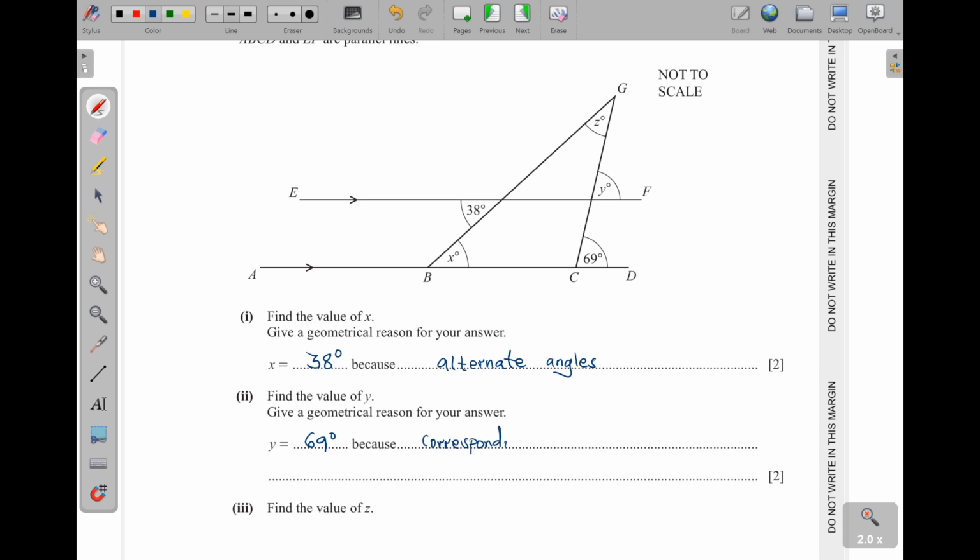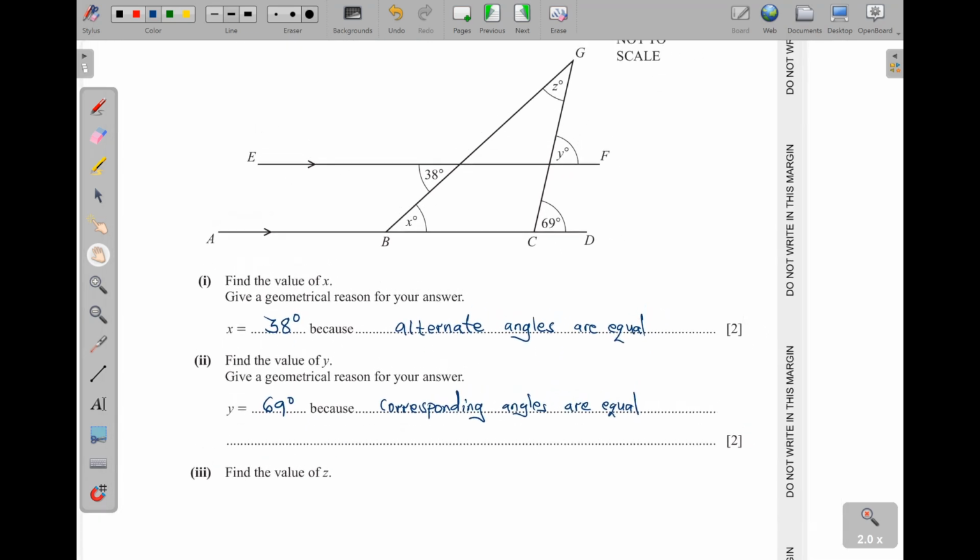Corresponding angles. You can even add on that corresponding angles are equal. You see? Are equal. Even here, alternate angles, you can also say are equal if you want. But saying "are equal" is optional. Okay? And then Roman 3, find the value of z.